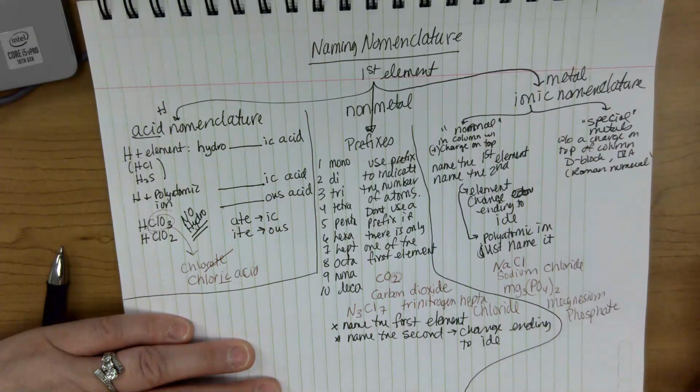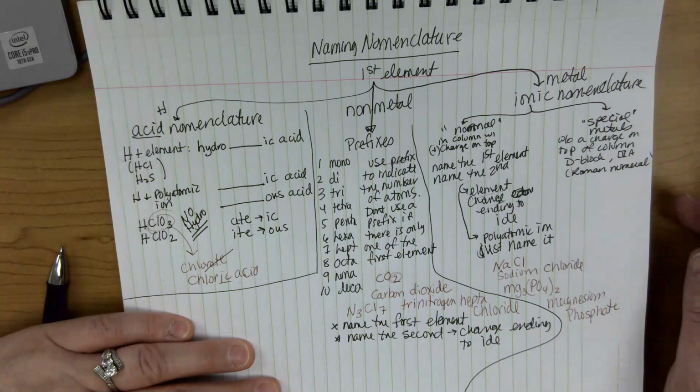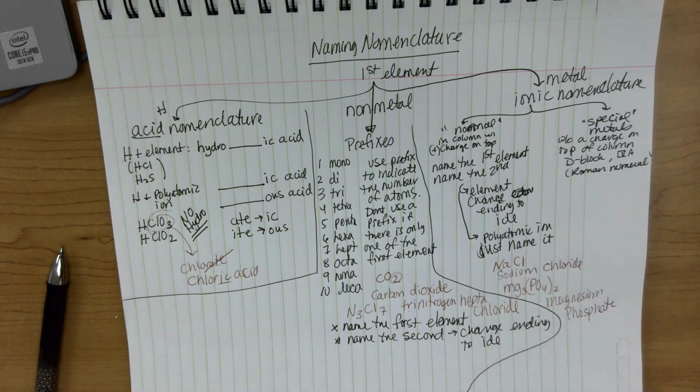Easy peasy. So if the first one's a metal and it's in a column with a charge on top, just name it. If the second thing is an element, change the ending to IDE. Other than that, you don't change anything.